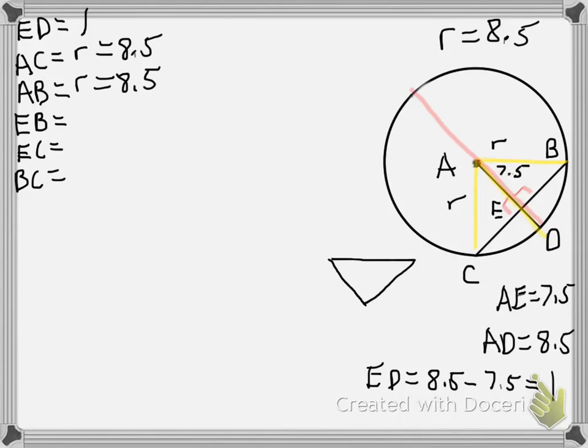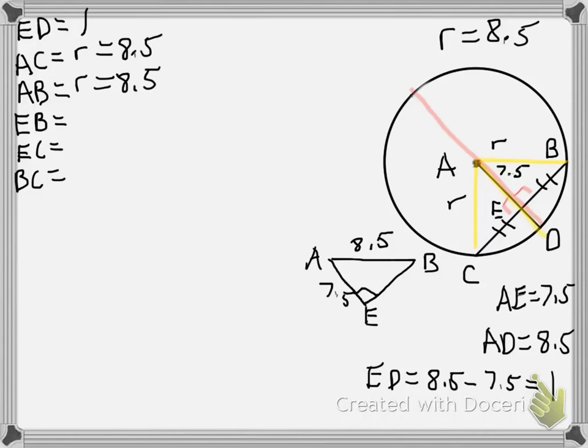So we've got AE, and we've got AB, and AB is 8.5, we just figured it out, and AE was given to us as 7.5. So to do this problem, it shouldn't take us much to get EB. The other thing is, since that's our diameter, we also know EB is the same as EC. So once I have EB, then I have EC.